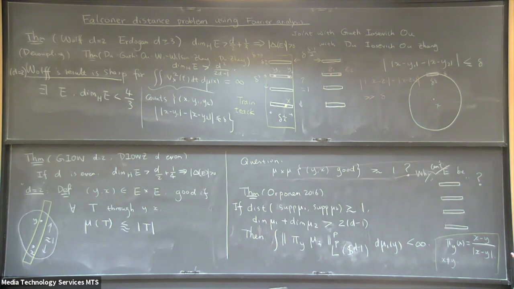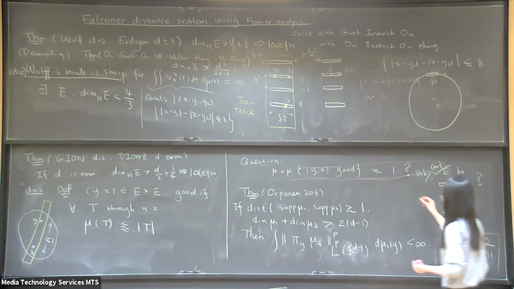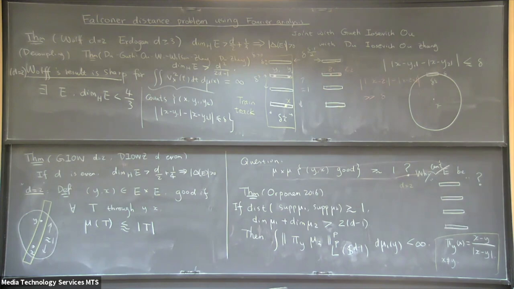And then if we try to plug in d equals 2. Let me make sure I understand the statement of the theorem. So you have two measures, and their dimensions have to add up to... But now where's the other measure? Oh, I see, there's the other measure. You got two there. Okay, thanks.